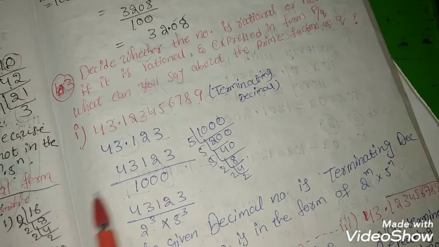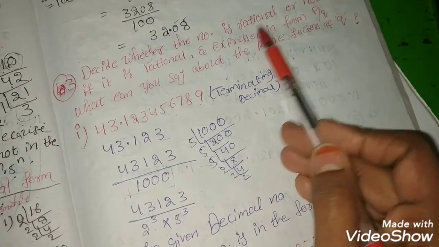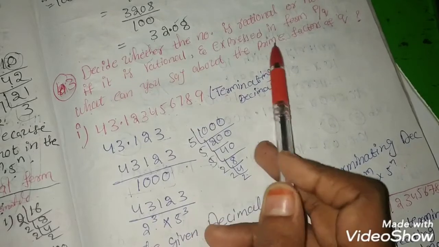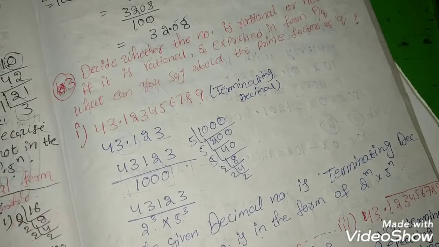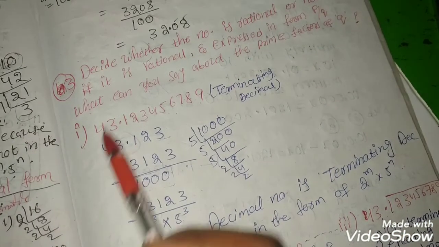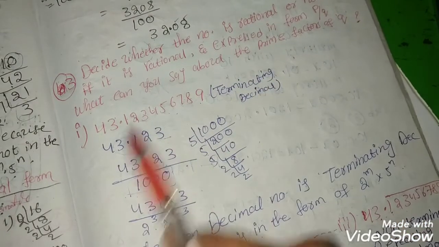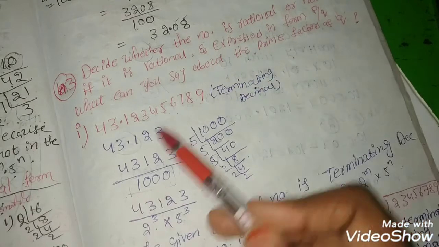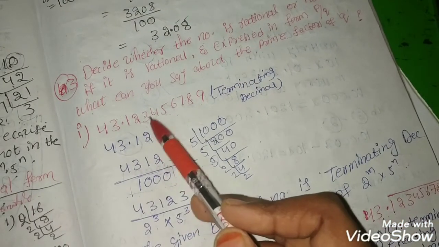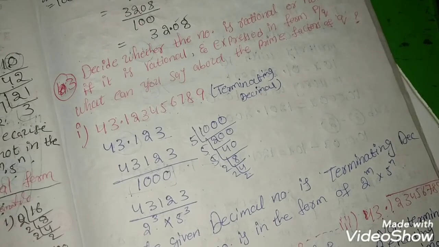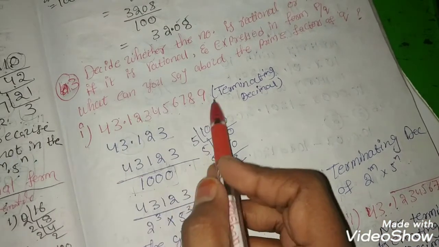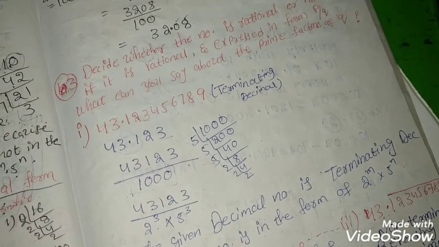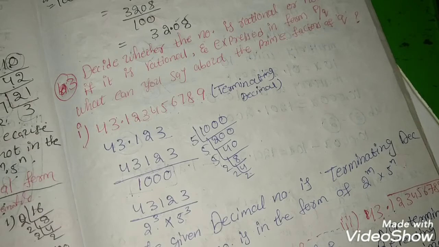Let's see the third question. Decide whether the number is rational or not. If it is rational and expressed in the form p by q, what can you say about the prime factors of q? What he is asking is that we have to decide whether the number is a rational number or not. How can we declare this number is a rational number? If you do the division and we get a remainder of 0, then we can declare that the number is a rational number. Ma'am, here it is given in decimal form, and how can you get the fractional form?